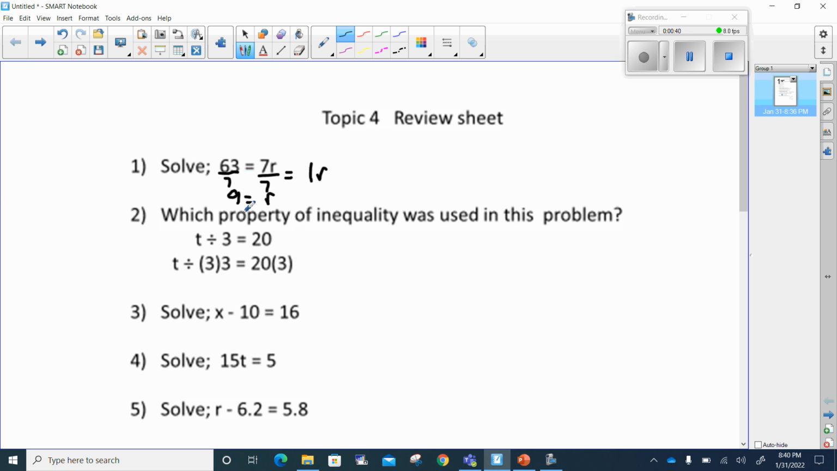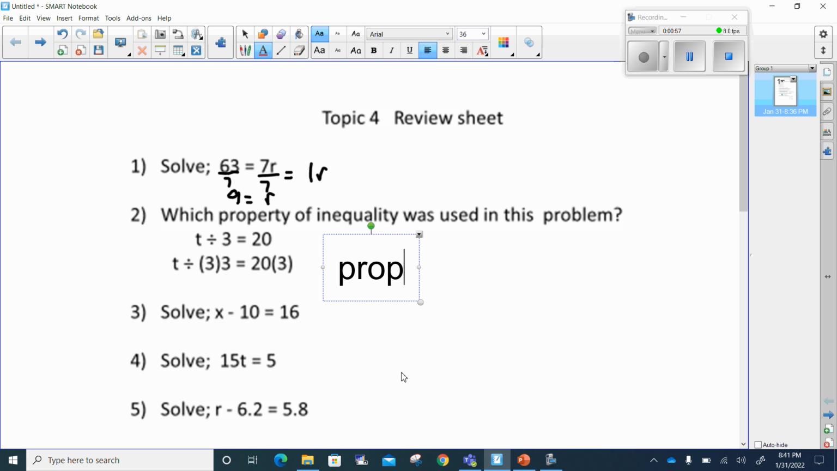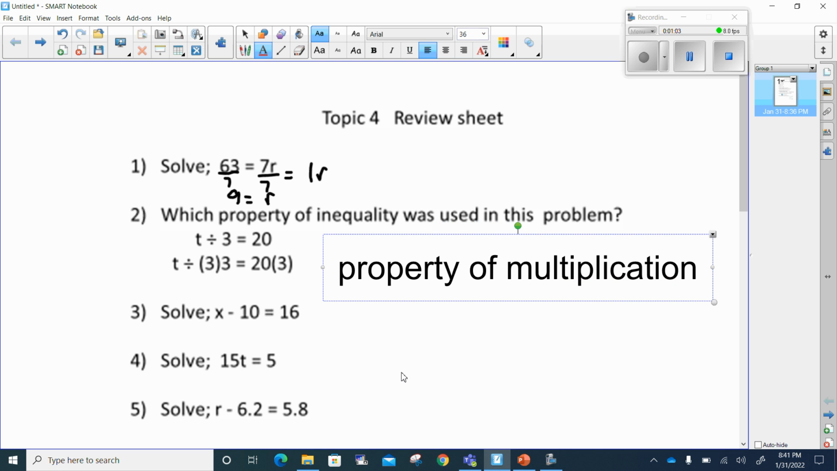All right, let's go to number 2. Which property of inequality was used in this problem? We see that t divided by 3 equals 20. Then it shows us multiplying 3 to both sides. That means I'm using the property of multiplication to solve this.